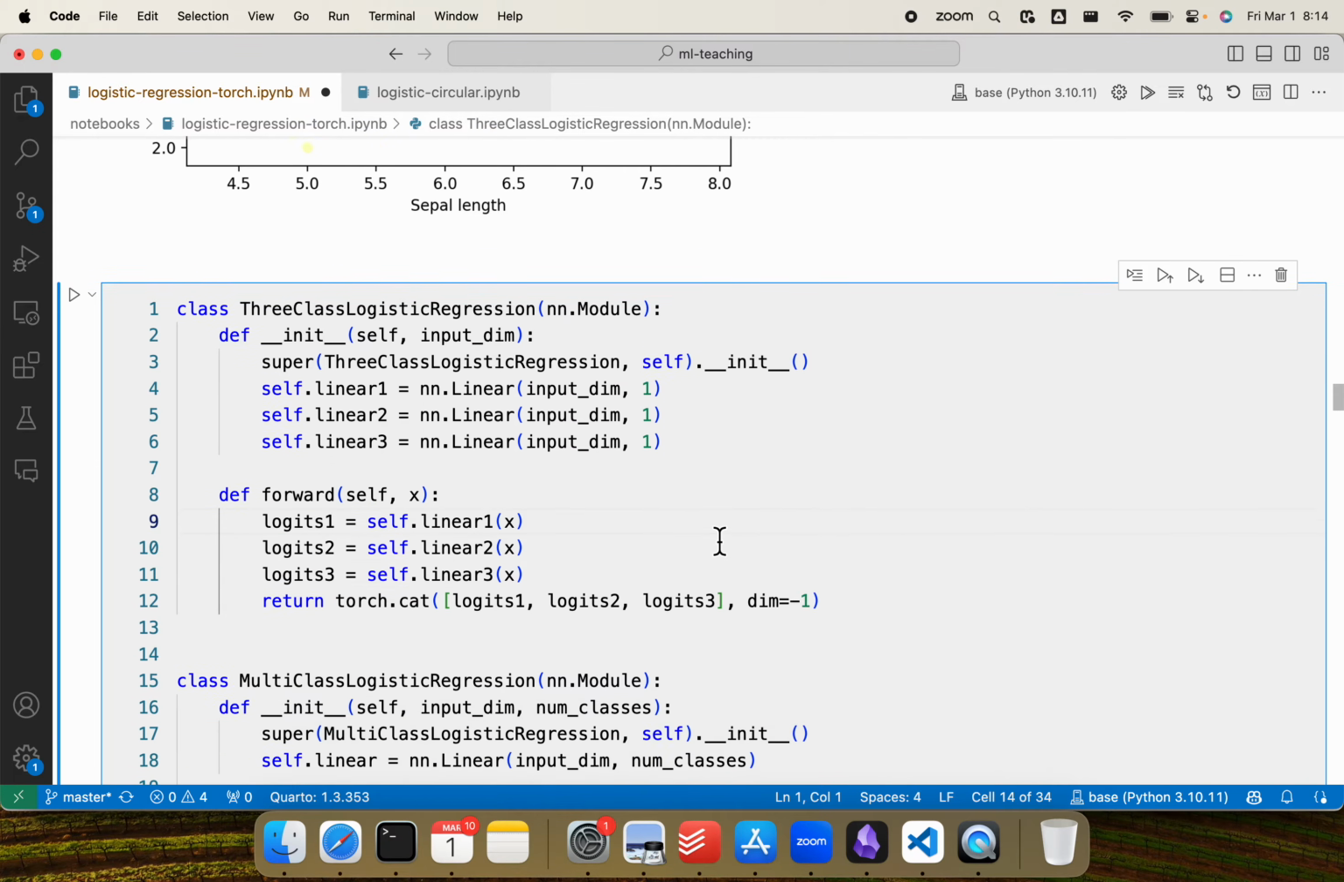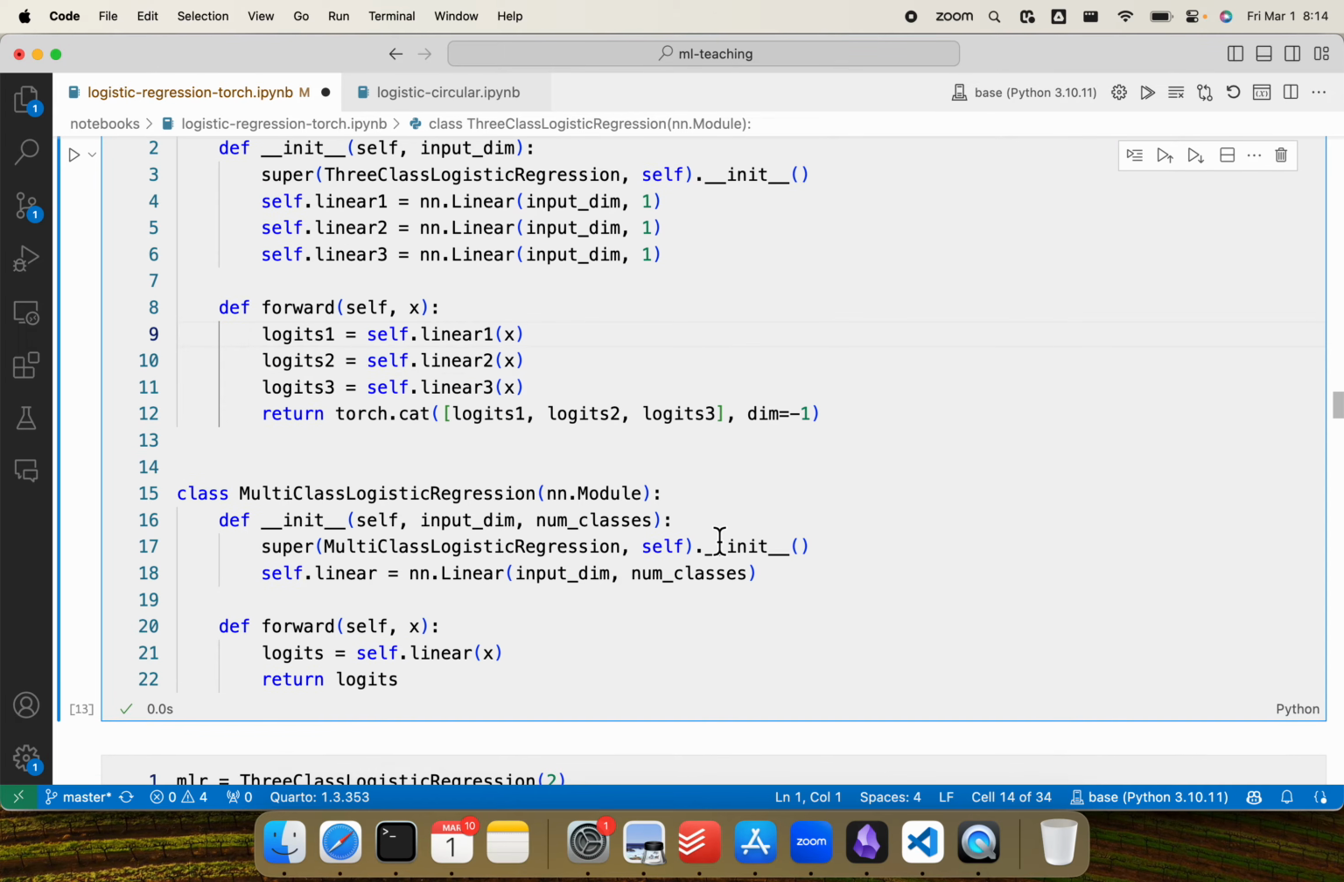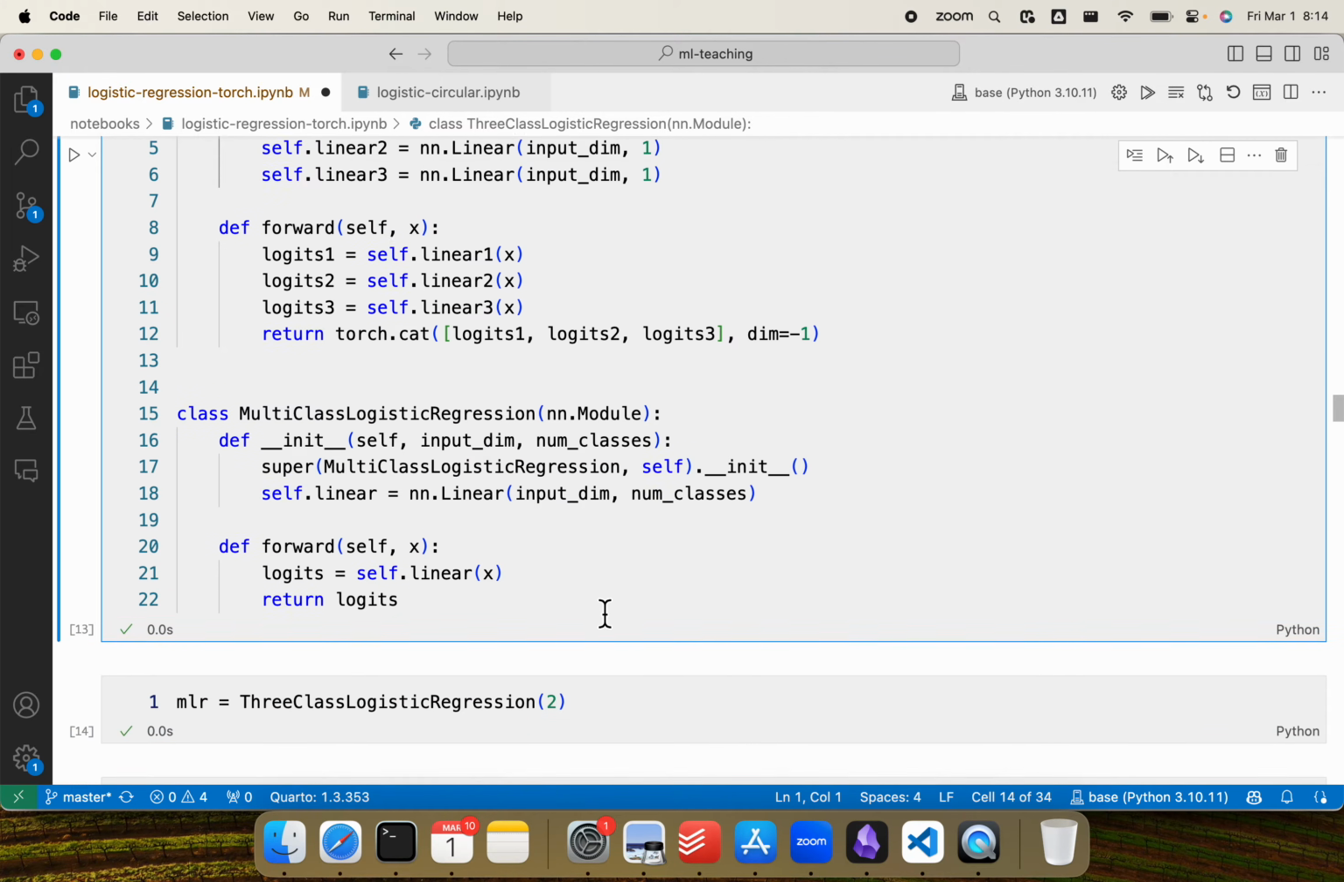There is another way in which we can write this much more efficiently, which is to just create this nn.Linear with the input dimension and the number of classes. In this case, since the number of classes is 3, it will give us the same dimensional vector as the output given a single input. We can verify this.